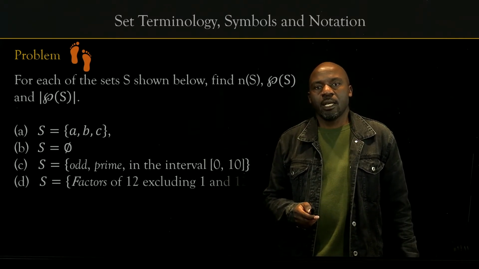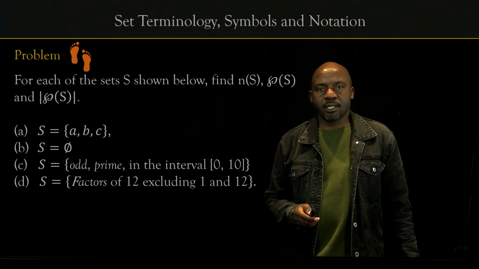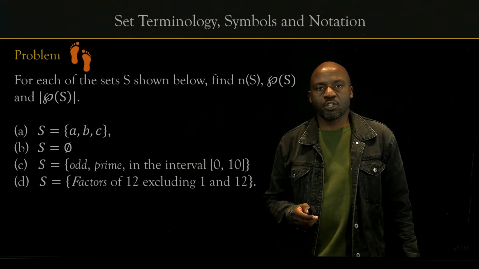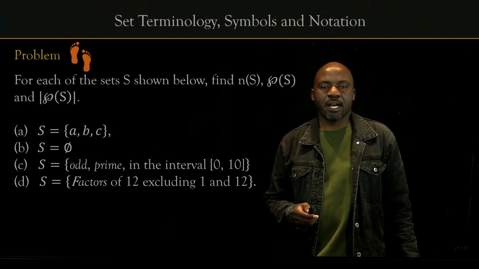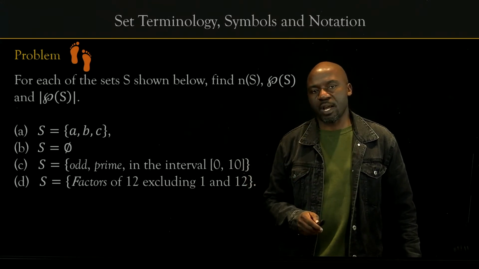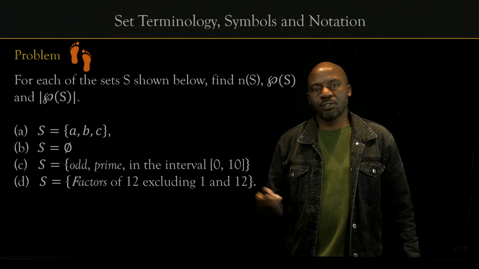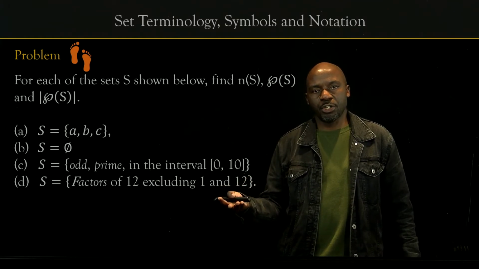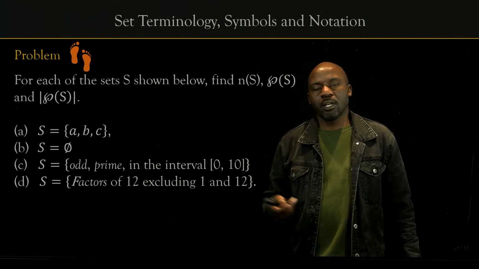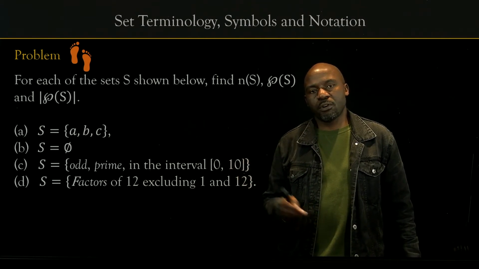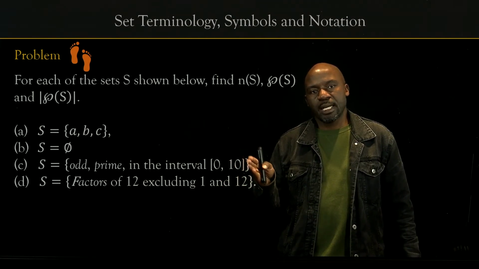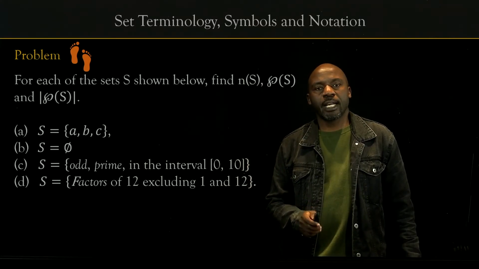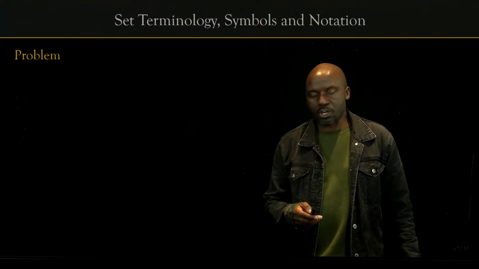Okay, D is described, the set is described as factors of 12. Factors of 12 are numbers that can go into 12, right? Or that 12 can divide. So for example, 1, 2, 3 is a factor, 4 is a factor, and so on. And the numbers we are looking for must lie between 1 and 12. Okay? So try that out.